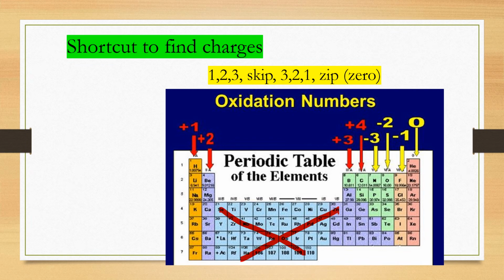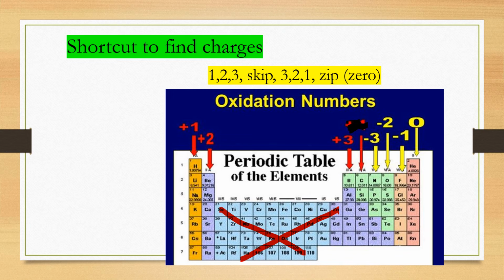Okay, so group 1 ends up with a +1 charge when they become an ion. Group 2 has a +2 charge. Group 3 has a +3 charge. Group 4, some of them have +4 and some of them have -4, so we're going to skip that group. So ignore that group. We call it skip. So we've got 1, 2, 3, skip. Now, in your nonmetals, group 15 has a -3 charge, 16 has a -2 charge, 17 has a -1 charge, and 18 has a 0 charge, or we call it zip.